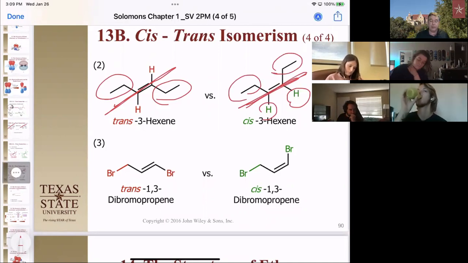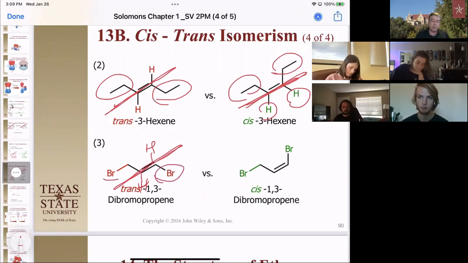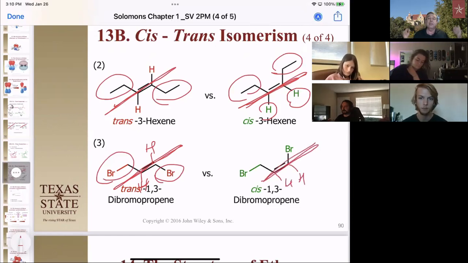Now here we have things that aren't the same. Well, let's draw our hydrogen here and our hydrogen here. Our hydrogens are trans to each other, which means this bromo group and this methyl bromo group are trans to each other. So we have the trans isomer. And again, if we draw our line here and put our hydrogens in, the hydrogens are cis to each other. The two other groups are cis to each other. Therefore, we have the cis isomer.